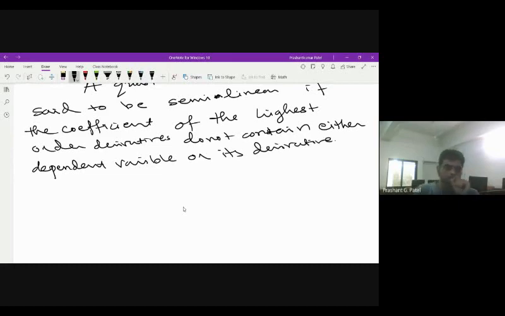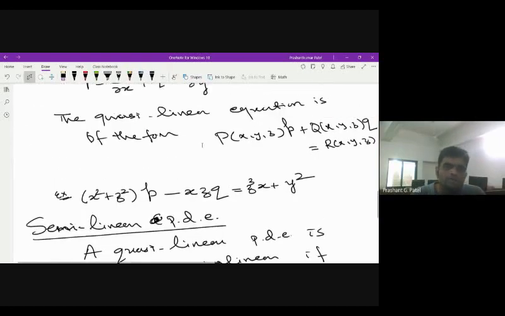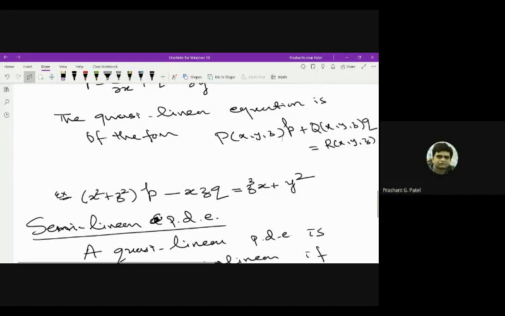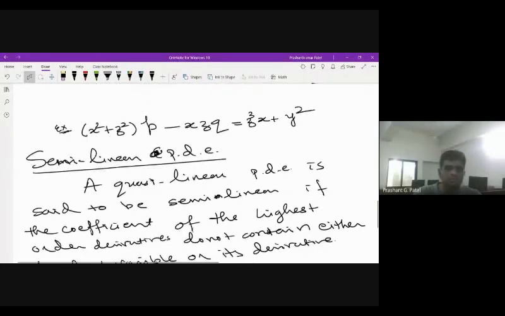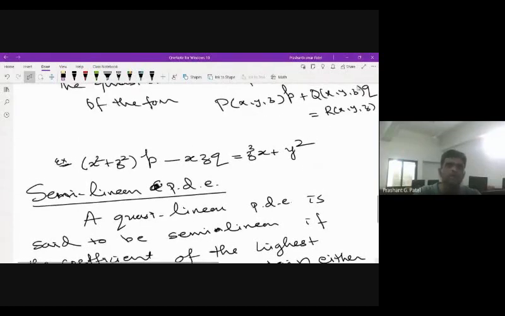What we have learned as a quasi-linear equation is of this form: capital P into p plus capital Q into q is equal to R, where P, Q and R are all functions of x, y, z. But the definition of a semi-linear says that the coefficient of the first order derivative will be independent of the dependent variable. So here the dependent variable is z, because z is a function of x, y.